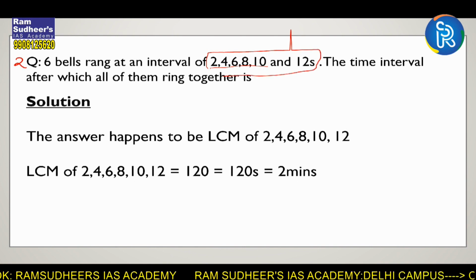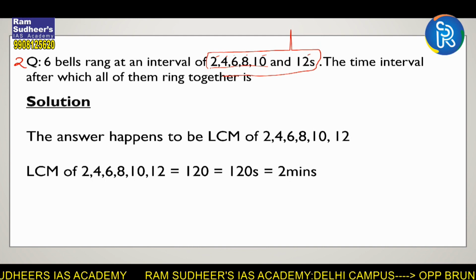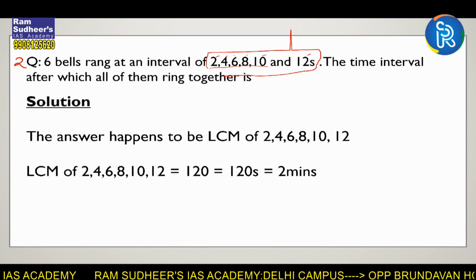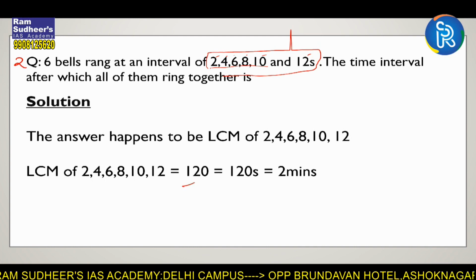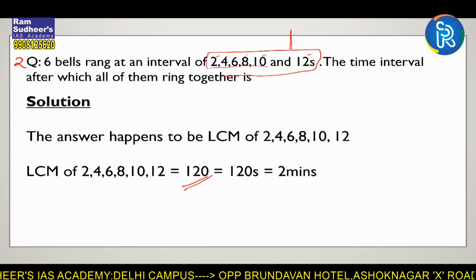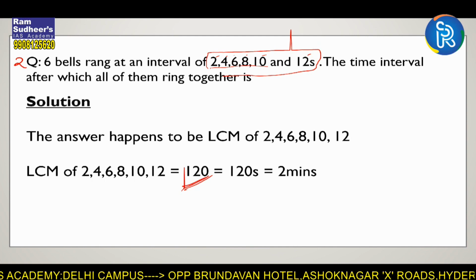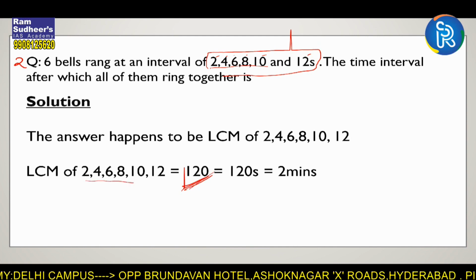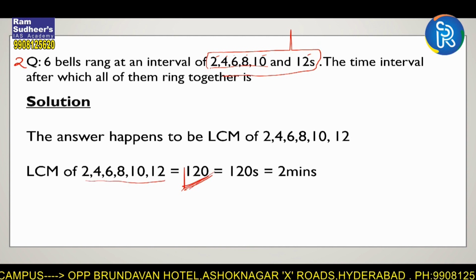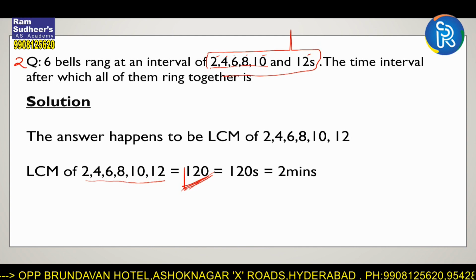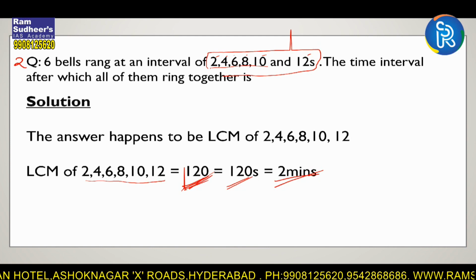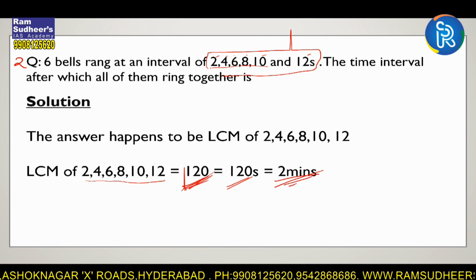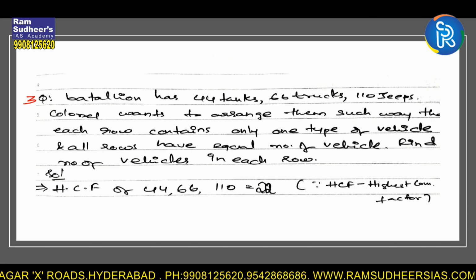6 bells rang at an interval of 2, 4, 6, 8, 10, and 12. We are bound to find the LCM of 2, 4, 6, 8, 10, and 12 over here, which is 120. And the time interval after which all of them ring together is 120 seconds, my friends, because these are synchronous and they ring after 120 seconds. All together ring after 120 seconds, which is 2 minutes. If the options are given in seconds, this would be your answer. If the options are given in minutes, 2 minutes would be your answer. Moving on to the next question.